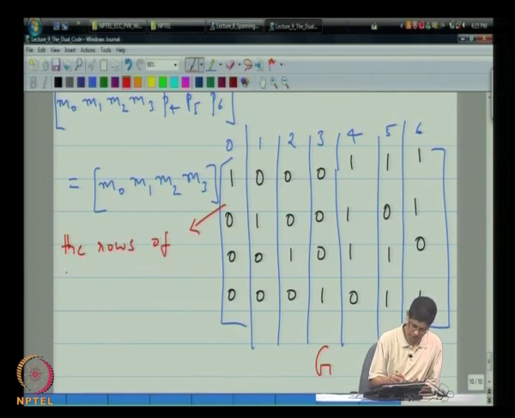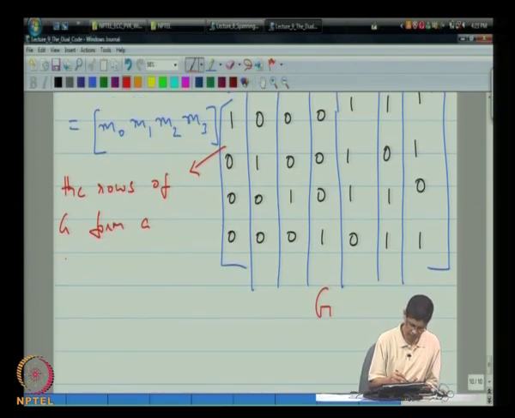The rows of G form a basis for the Hamming code.